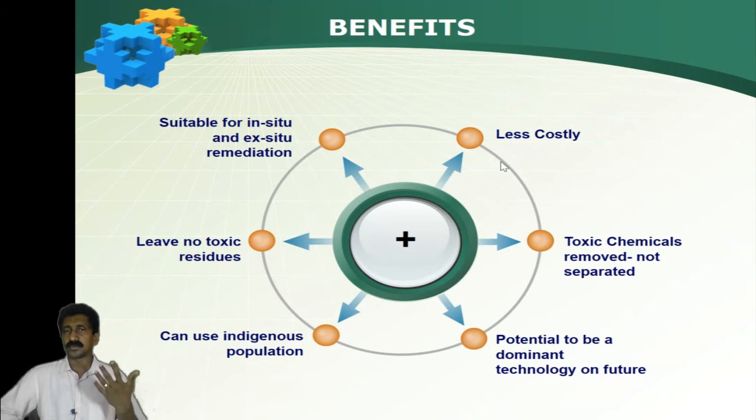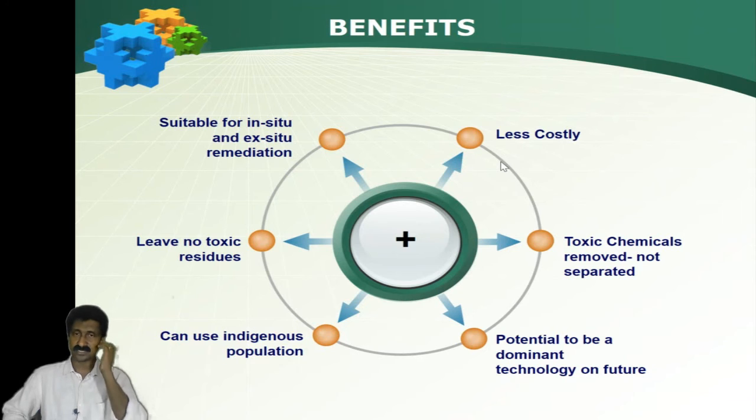Then, it has the potential to be a dominant technology in the future. Various commercial technologies have been developed nowadays, and you might have noticed yesterday's syndicate decision. The University itself is proceeding with a project on electricity production worth 9 crores that was sanctioned by our university syndicate yesterday.